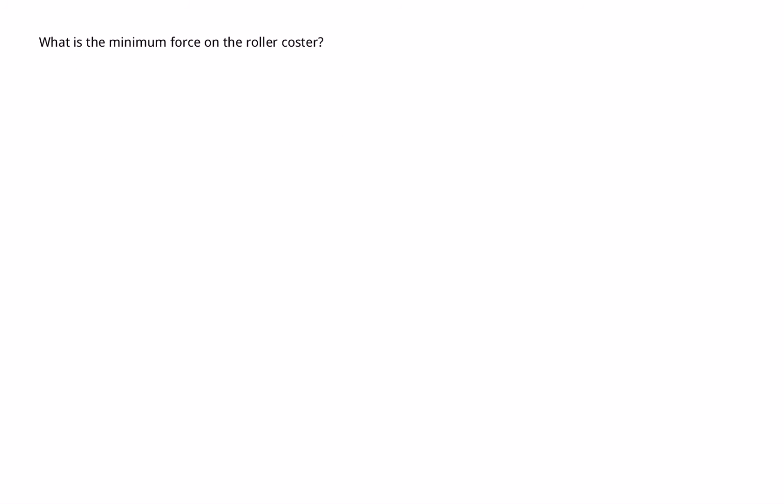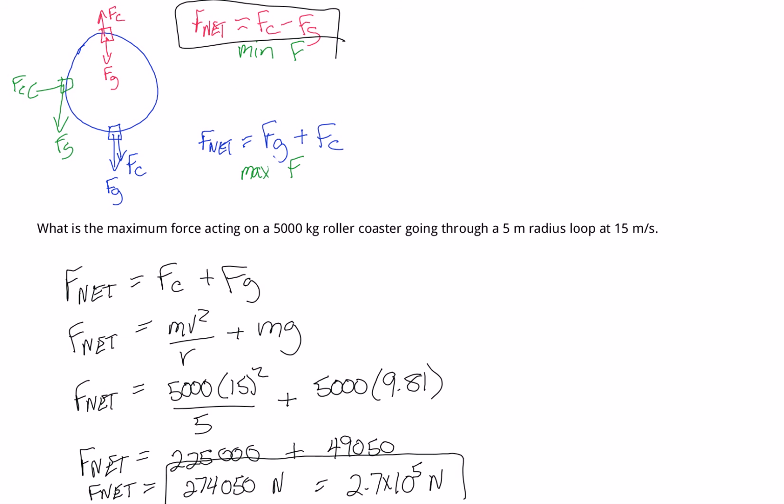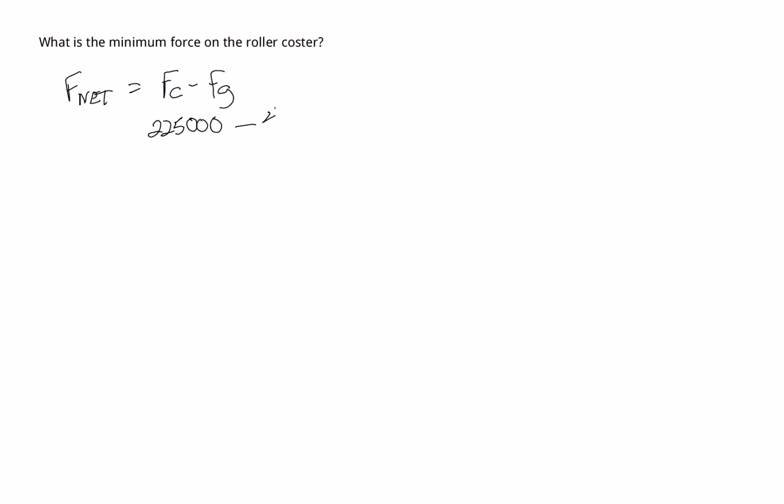So our minimum force will be the top centripetal minus gravity. It would be the exact same numbers that we just had, but we'd subtract them. So we'd have 225,000, and we'd subtract 49,050. In this case, our net force is 175,950. Or if we round it off, it'd be 1.8 times 10 to the 5 newtons.